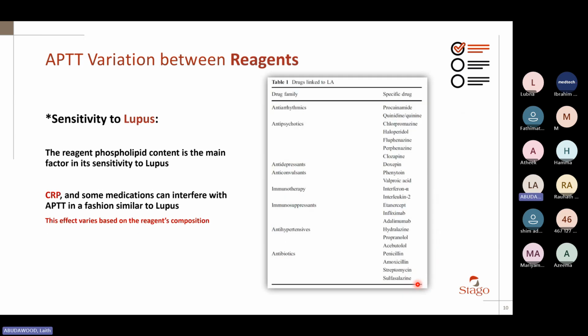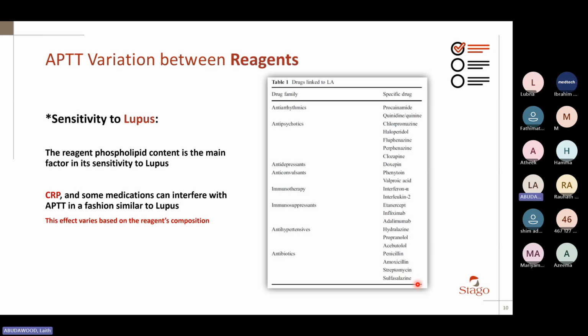Now, when talking about lupus, that's the last bit about the sensitivity of APTT. When we talk about lupus, the main point we are concerned with here is the amount of phospholipids in the reagent, because that's the main point that can determine the sensitivity of the APTT reagent to lupus. The more the phospholipid, the less sensitive the reagent is to lupus. Sequeprest has a lot of phospholipids. It's poorly sensitive to lupus. PTT Automate has very little phospholipids. That's why it's very sensitive to lupus.